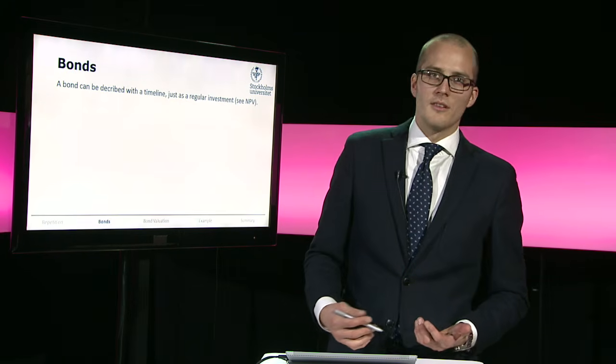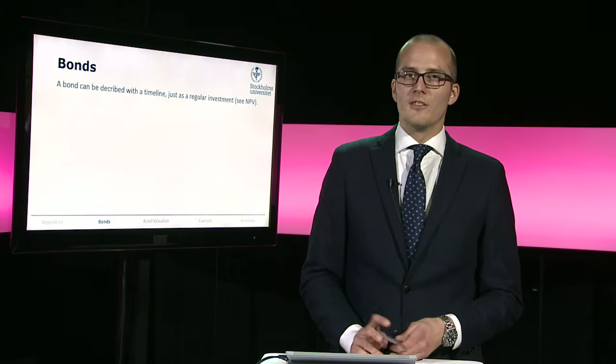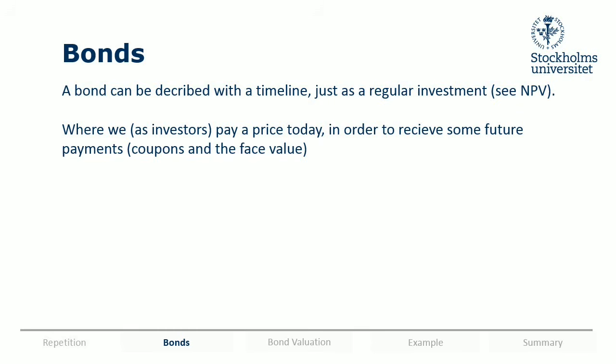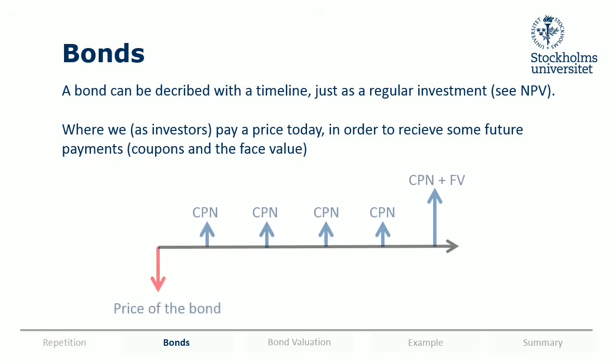We can describe a bond with a timeline just as we do with regular NPV calculations, where we as investors pay a price today in order to receive the future payments, coupons and the face value. And it could look like this, for example. So this would be a 5-year coupon bond. So we pay the price of the bond today and we receive the coupon payment every year for 5 years, and in the 5th year we also get paid the face value.